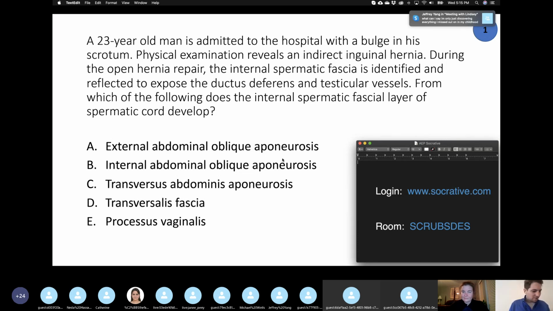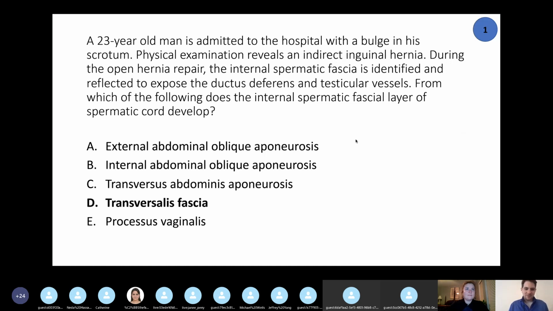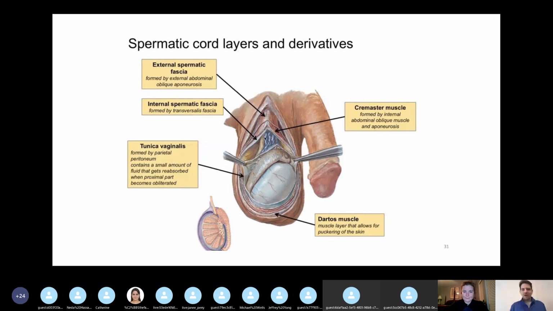All right, so let's get going. Looks like, based on how y'all do on these questions, I could see the results. We'll go through it. So it's a lot of words just asking you where the internal spermatic fascial layer comes from, right? So if you look at it here, the coverings that come from the abdomen kind of make the scrotum and the layers here.